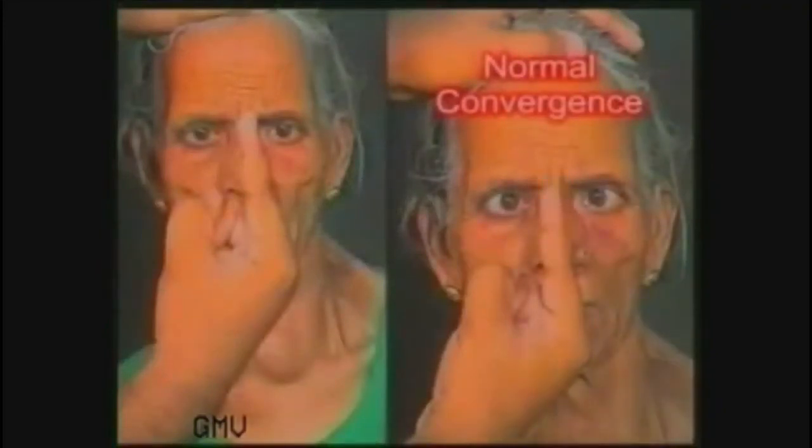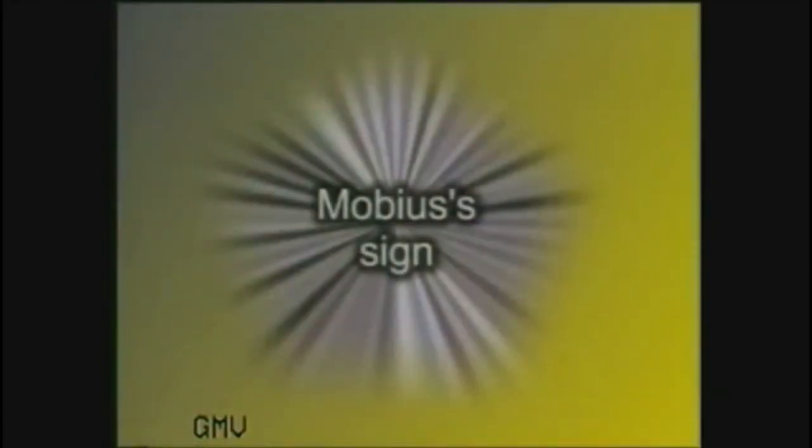Now test convergence by holding your finger at a distance of 1 meter from the eyes and asking the patient to stare at it. Now bring it slowly towards the midpoint between the eyebrows. The patient cannot converge the eyes in exophthalmos. This is a positive Mobius sign. Convergence is slow, jerky and incomplete.